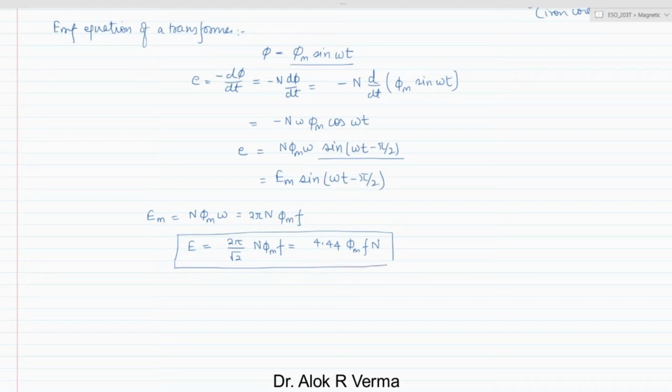So this is the RMS value and the maximum value is this. From here, E1 will be nothing but 4.44 phi m f n1, and E2 will be nothing but 4.44 phi m f n2. From here we can see E1 by E2 is nothing but n1 by n2, with the assumption that there is no leakage.